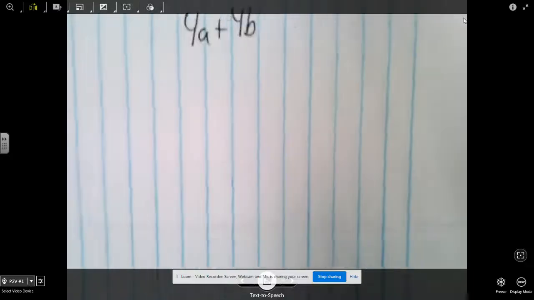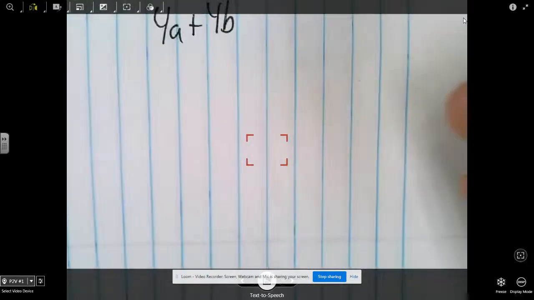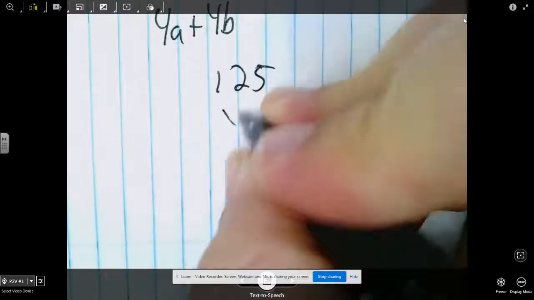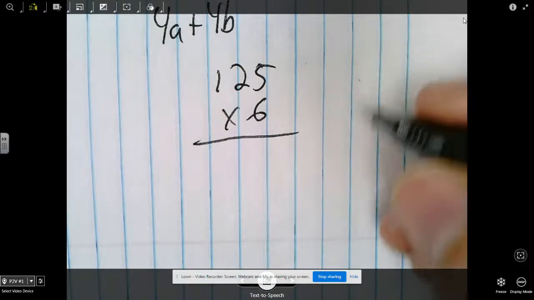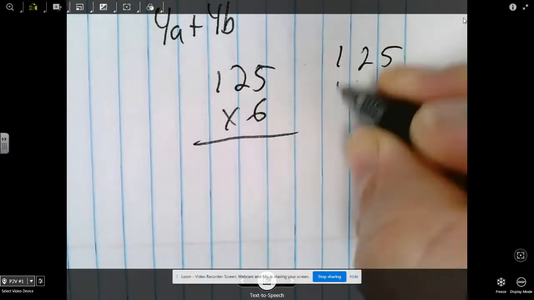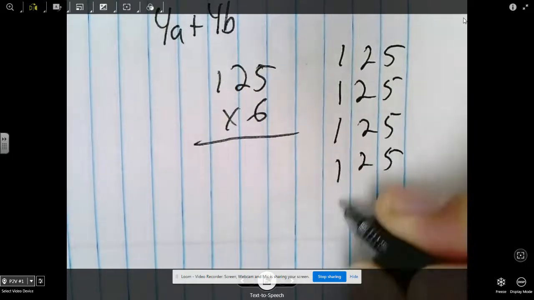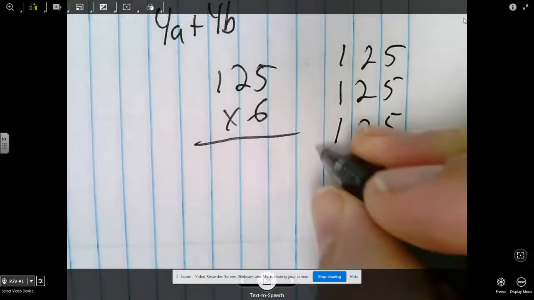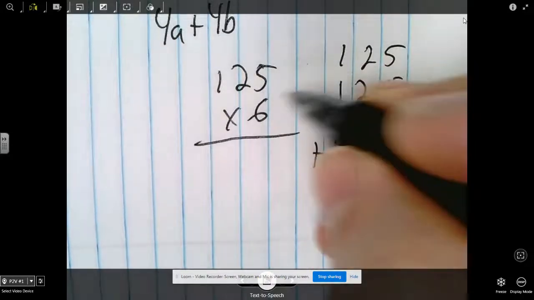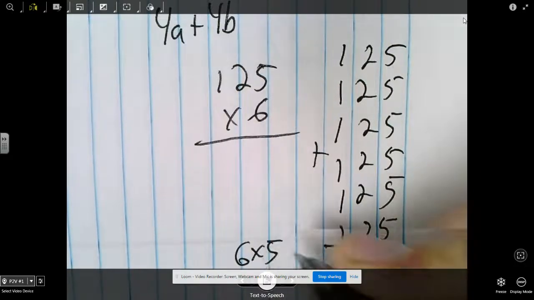So if I move down here and look at another option, let's go with 125 times 6. I could write out my repeated addition over here. So 125 plus 125 plus 125, 125, 125. There's 5 of them, 125. Adding, so if I look at this, I have 6 groups of 5. So first thing I would do, 6 groups of 5.